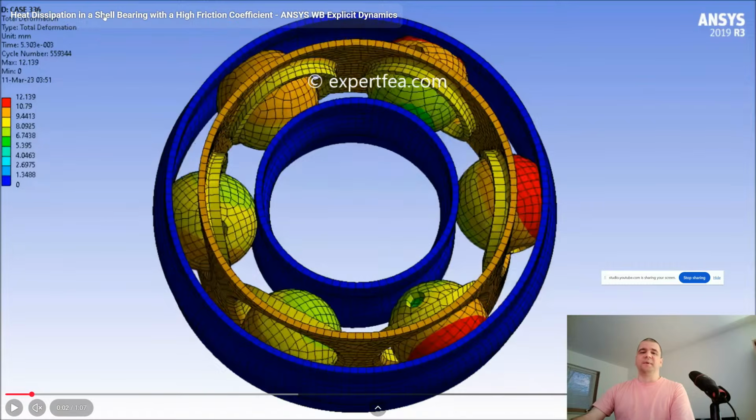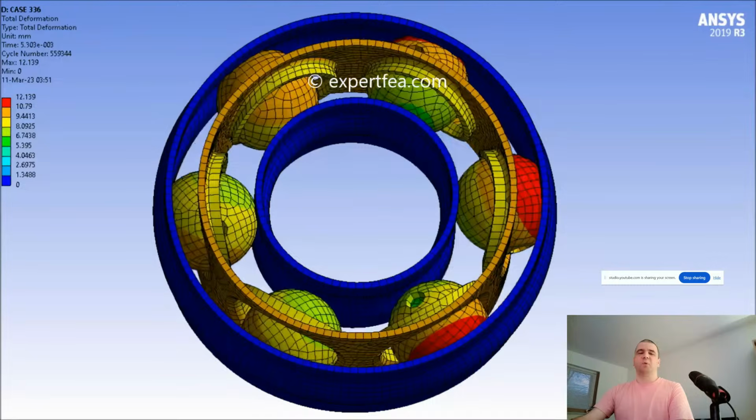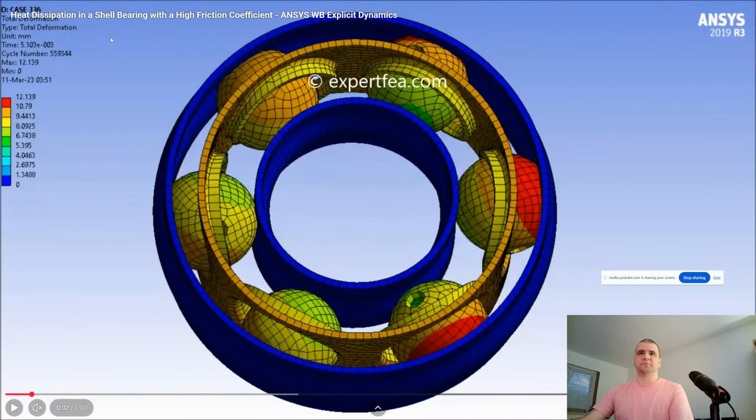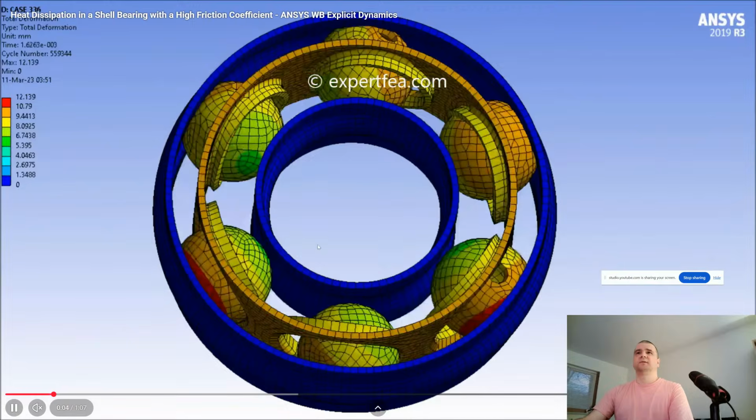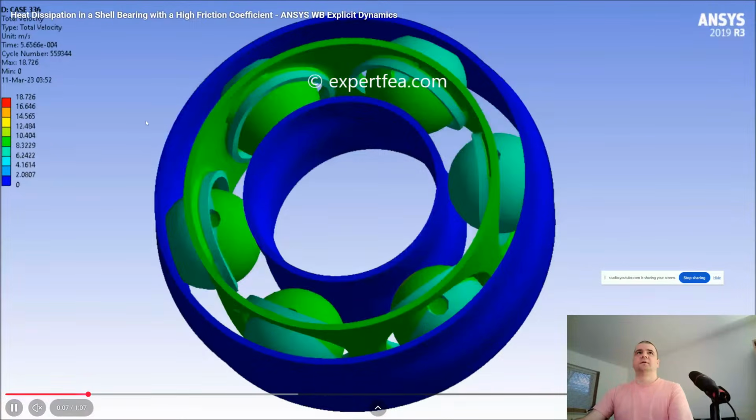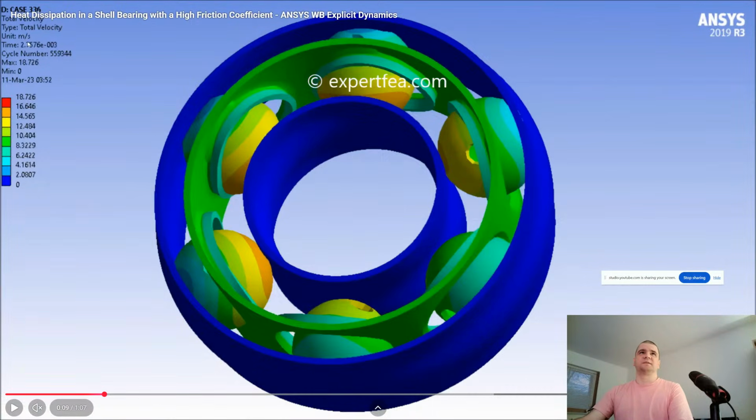I said the high friction coefficient in order to dissipate more heat, okay? I use the shell bearing because the solving took too much time and I wanted a very coarse mesh with a very small amount of nodes and very small, let's say, degrees of freedom to calculate. This is why I used something like this, not solid. Let's look at the heat dissipation. So it's by the way here time makes sense because it's explicit dynamics. When we're talking about dynamics, we're talking about time.